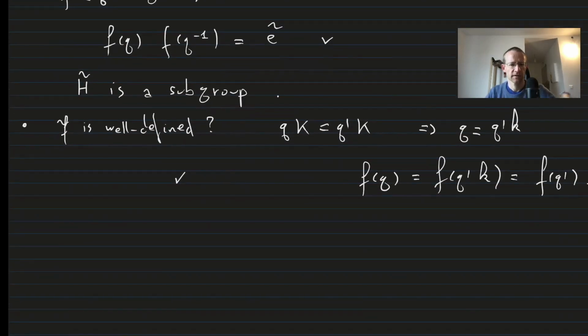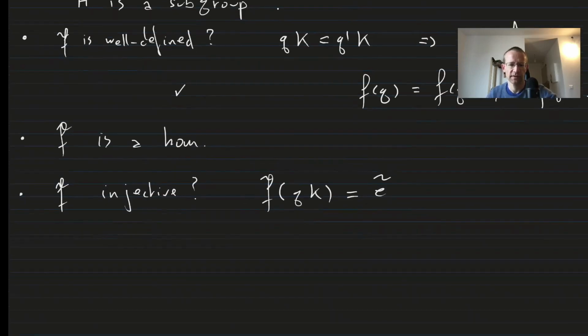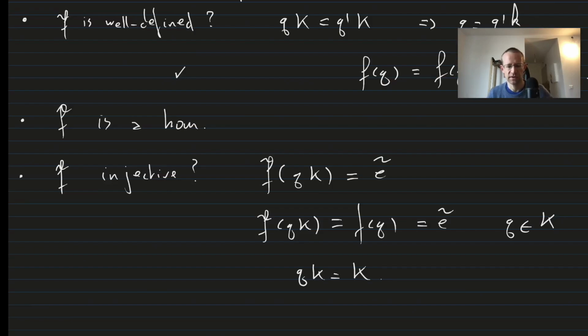So then thirdly, is F tilde a homomorphism? That's easily established. F tilde is a homomorphism. Then is F tilde injective? Well, let's suppose that F tilde of GK is equal to the identity. Can we then prove that GK has to be K, namely the identity in the quotient? Well, we have that F tilde of GK is equal to F of G. So if F of G is equal to e tilde, then G is an element of the kernel, and therefore GK is nothing but K, which is the identity element. So indeed, F tilde is injective.